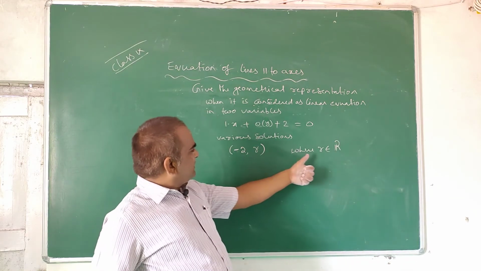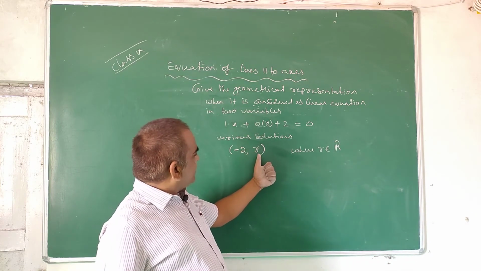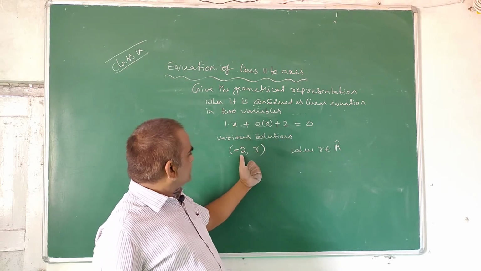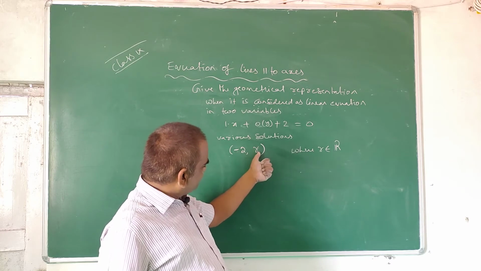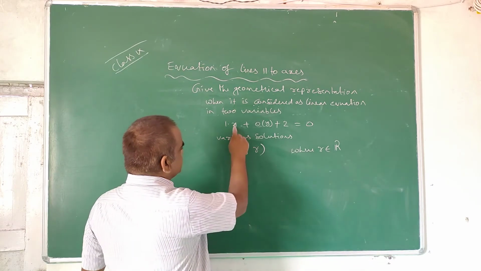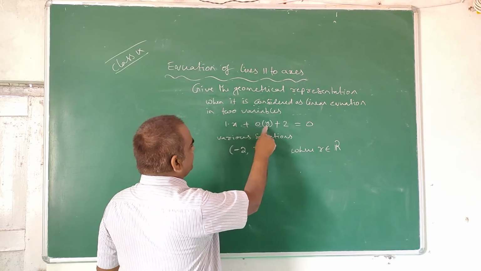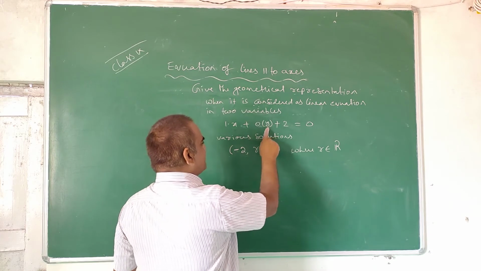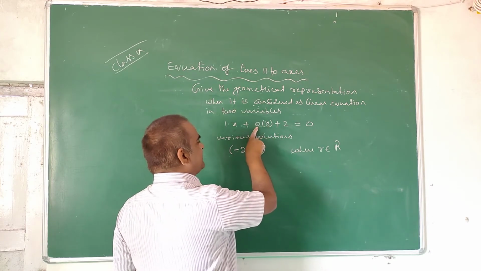So r is a real number. For any real number r, this equation gets satisfied. Take some value for r here, say 1, then what will happen? Minus 2 plus 0 into 1, that is 0, plus 2: minus 2 plus 2 is 0. So this y has got nothing to do because you are multiplying with 0.